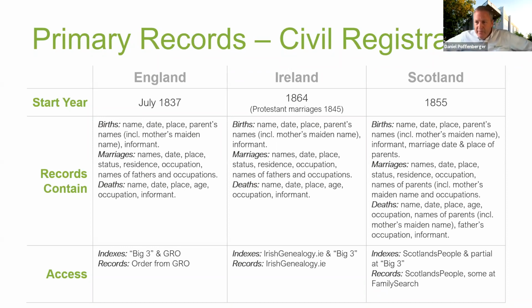Okay. The government began registering births, marriages, and deaths in England in 1837, in Ireland in 1864, accepting Protestant marriages in 1845. Some Catholics can show up in there, but that's the basic idea. And Scotland in 1855. Now, I'm not going to read through each of these slides. They're in your handout. The one thing that I think you would notice is that what's contained in the Scotland information is longer, because the Scottish civil registration is awesome.